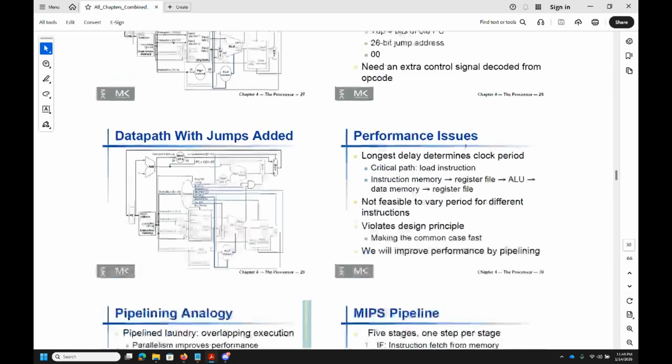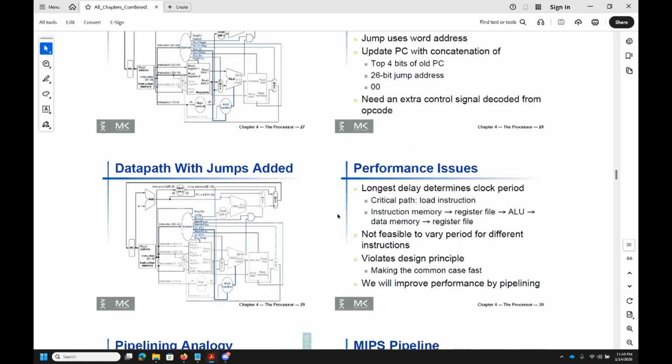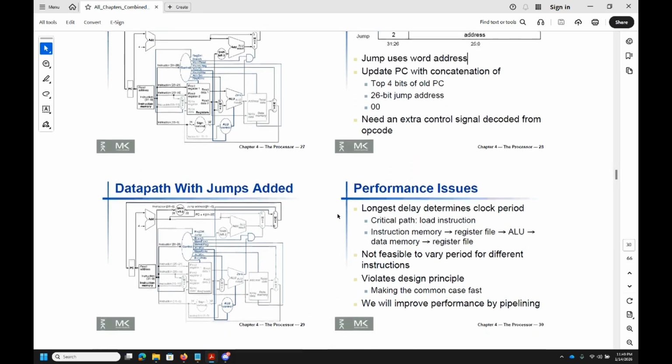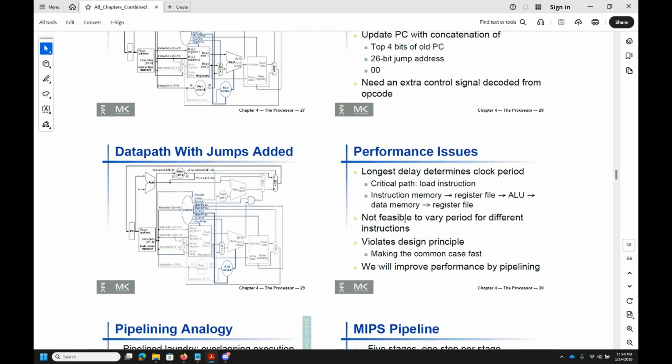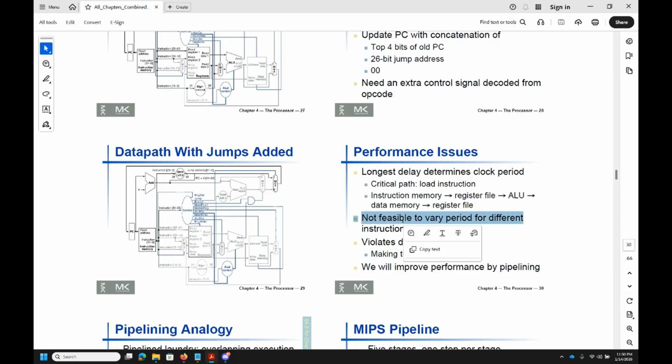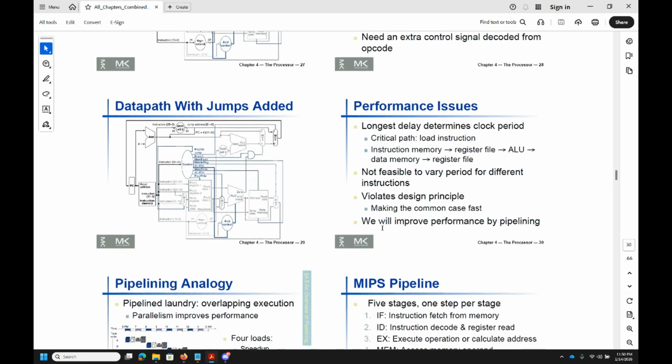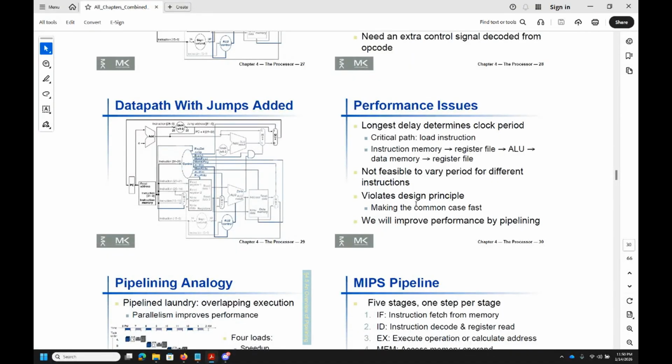The problem with this kind of processor, and this is the design of the very first processors, is that the longest delay determines the clock period, and you can only execute instructions in a linear order. Now, this is a very big problem because your program is heavily constrained. It can't run really fast. So you're not making the most common case fast.